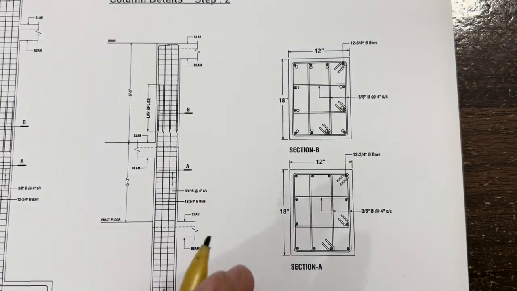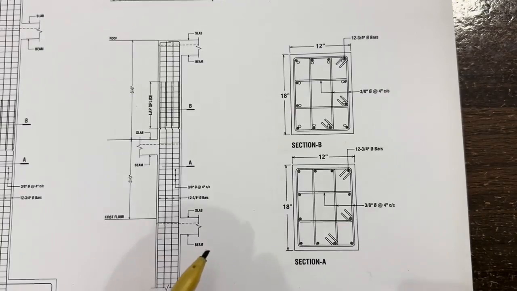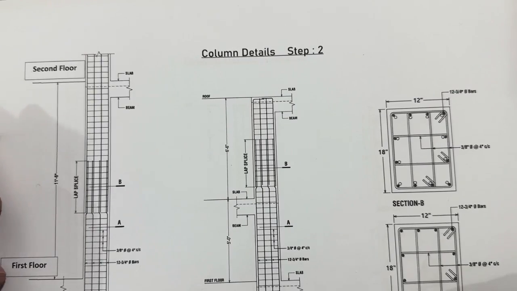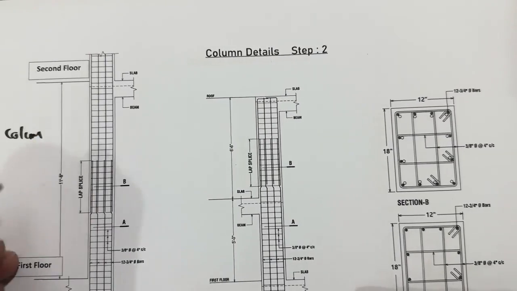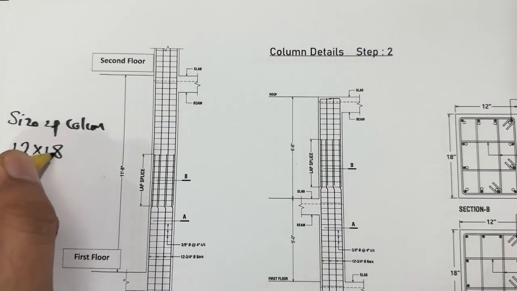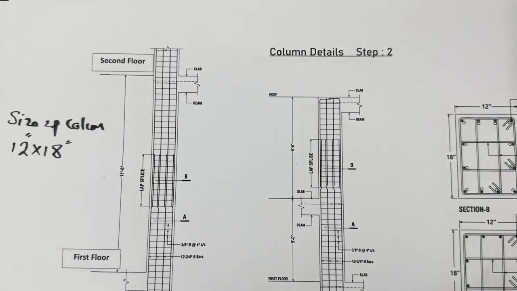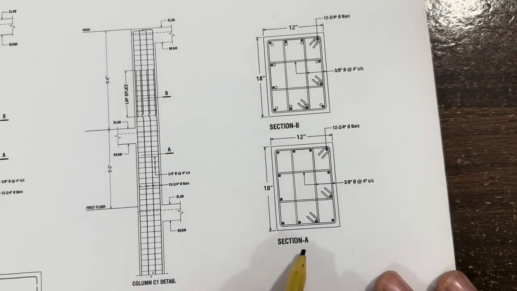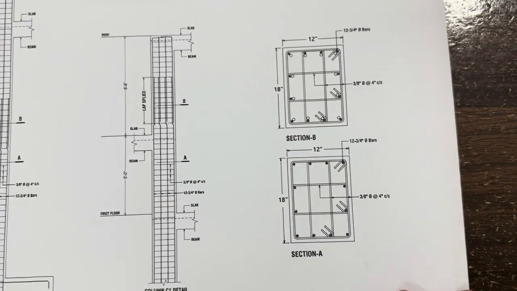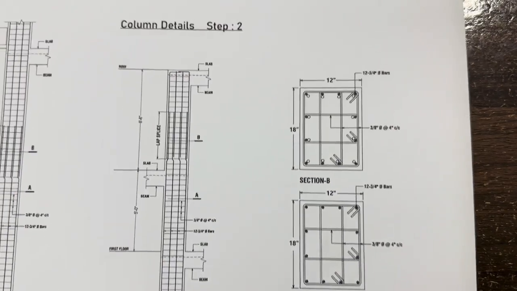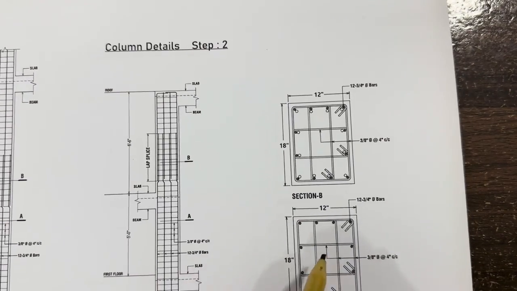The design is especially for a 4-story commercial building. So first of all, I will tell you the size of the column. Let me write here, size of column is 12 by 18 inches, right? 12 by 18 inches. So if you see, guys, here we have two sections. One is section A and the other one is section B. Section A is specially for normal longitudinal bars, and section B is specially for the overlapping.